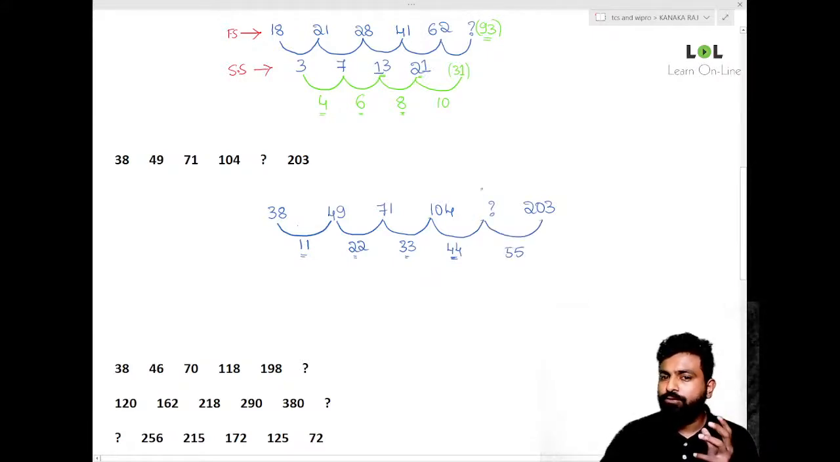104 plus 44 will give you 148. 148 plus 55. Will this give me 203? Let me verify that. 148 plus 50, 198. 198 plus 5, 203. Yes. So the answer here is 148. Clear with this, everyone? Any doubts till now?